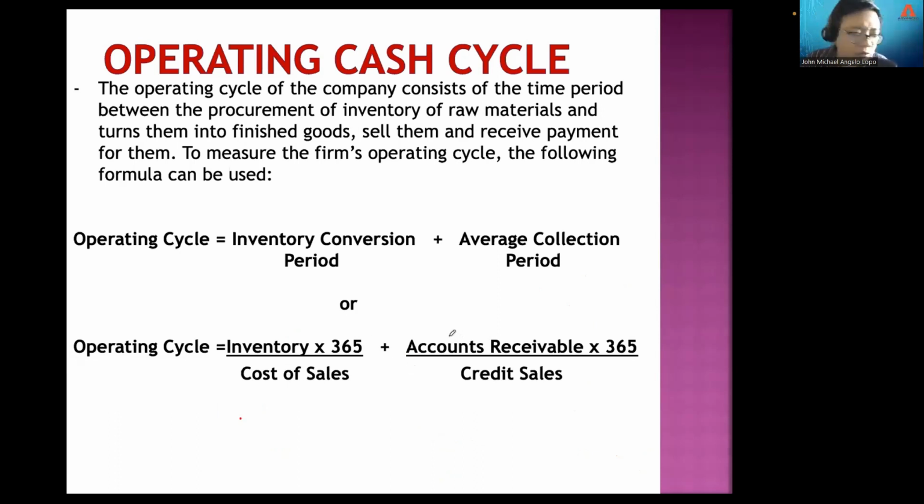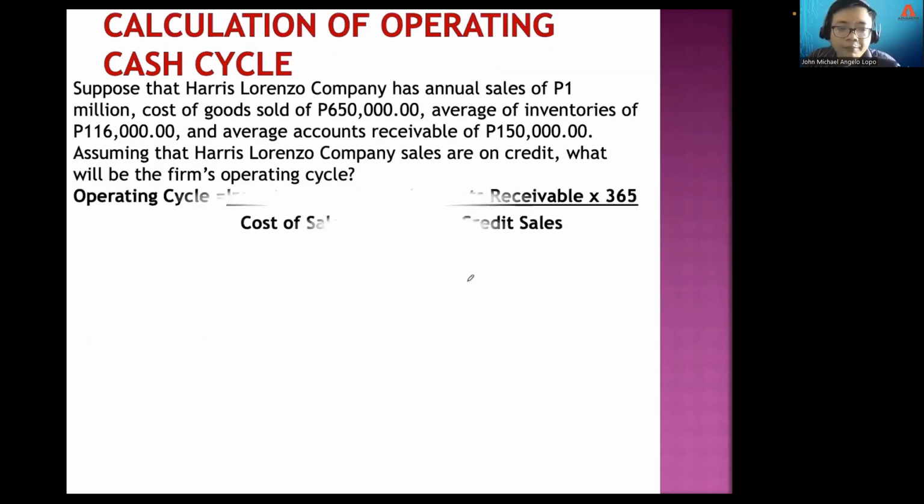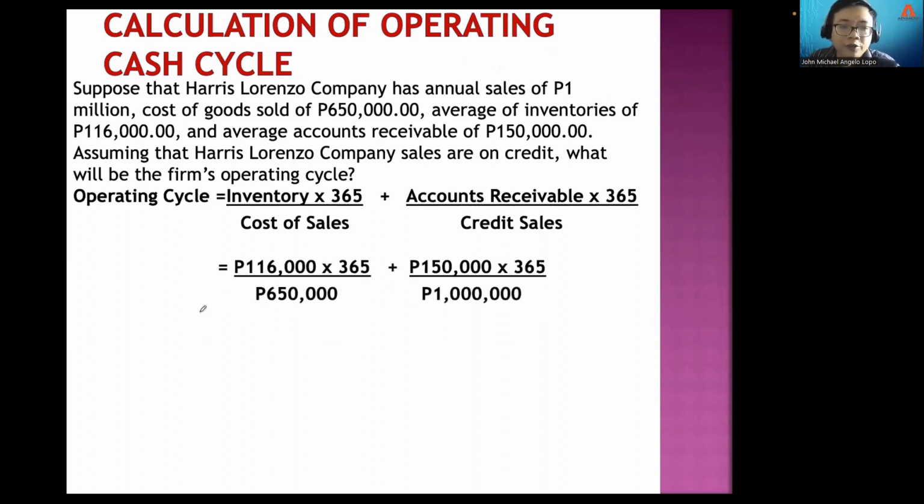Okay. Pero dapat alam nyo din kung paano mag-compute ng inventory turnover, kasi baka tanongin sa board, how much would be your inventory turnover? How much would be your AR turnover? Baka lang ha, baka lang. Okay. So, in terms naman of our payable deferral, for example, this is your example. Inventory times 365 divided by cost of sales. For example, 150 times 365 divided by 1 million. Again, formula lang ha, replace lang yan.